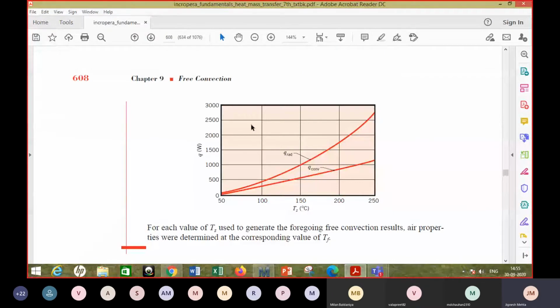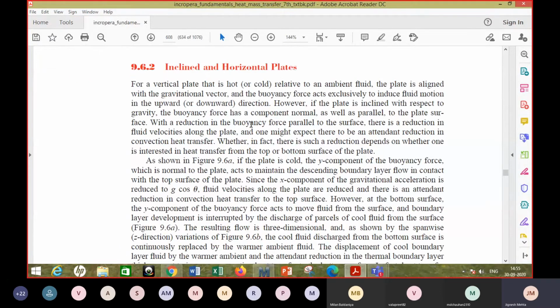So higher the temperature of the surface, more the effect of radiation, right? It's playing more and more important role because Q convection is going to be small for a given temperature difference because of small value of h. Okay. So before talking about inclined and horizontal plates, let's solve an example.